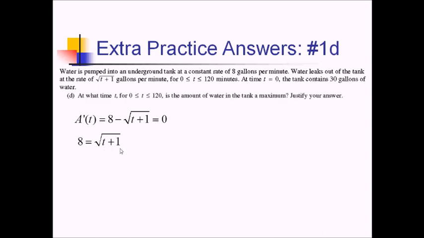Now to solve for t, we need to square both sides. Again, this was a no calculator problem, so we needed to use some algebra here. So 64 equals t plus 1. And then subtracting 1, we get a critical value of 63.